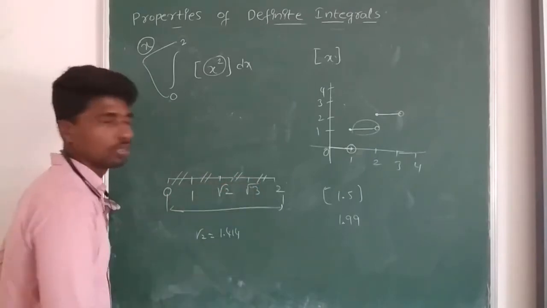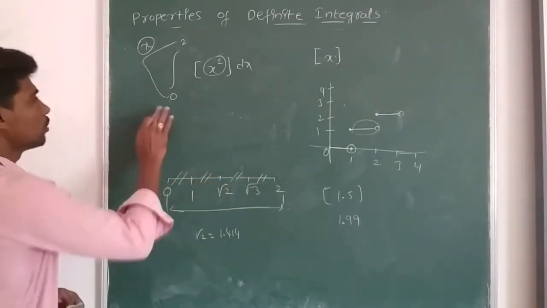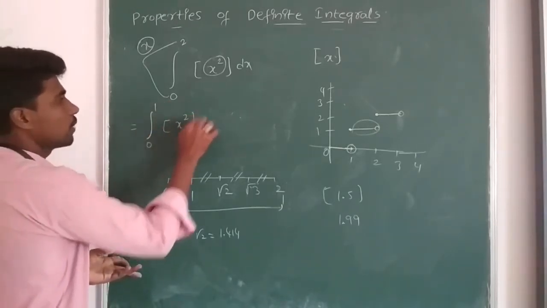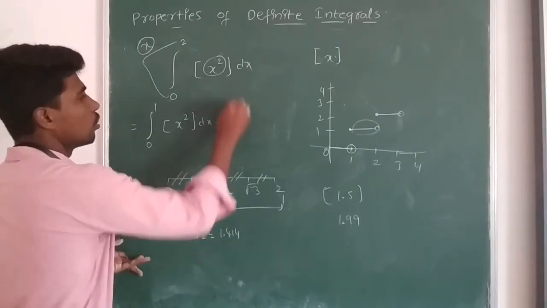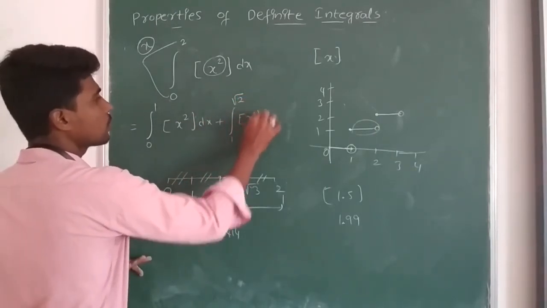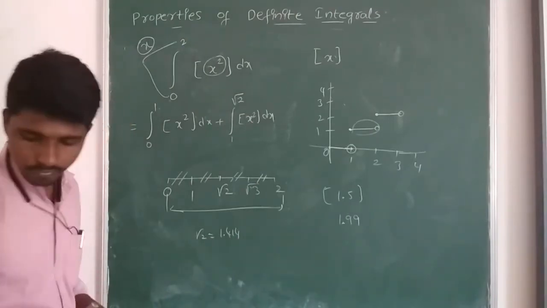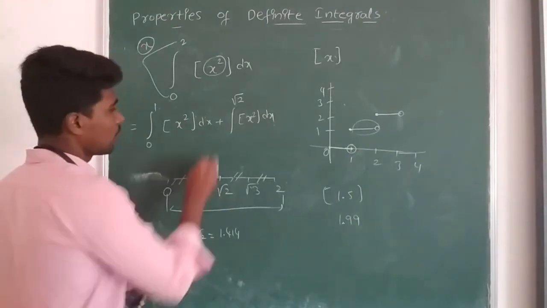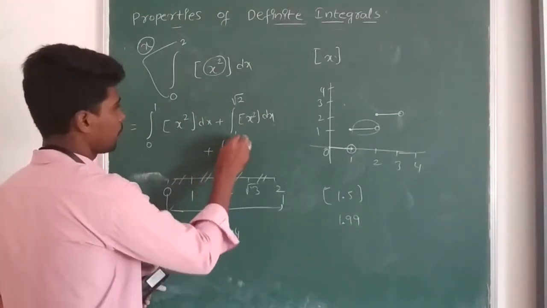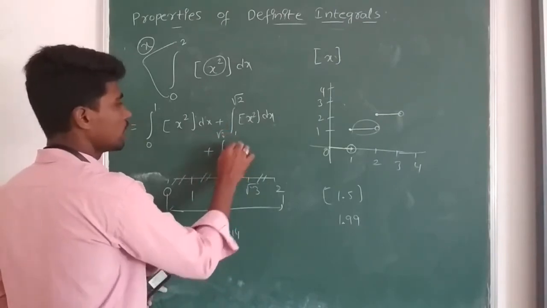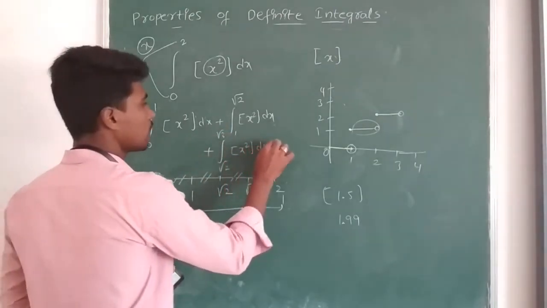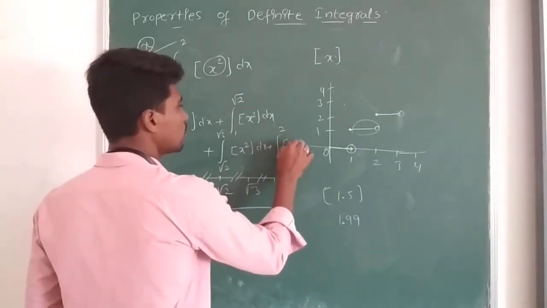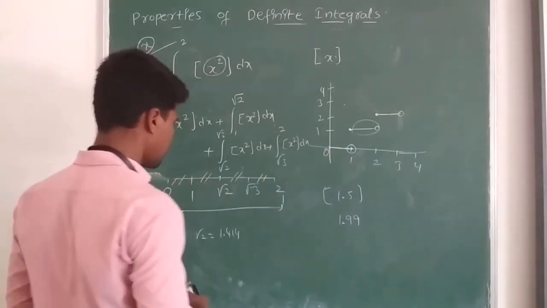1, 2, 3, 4. So the given interval changes into integral 0 to 1 step x square dx, plus integral 1 to root 2 step x square dx, plus integral root 2 to root 3 step x square dx, plus integral root 3 to 2 step x square dx. Now I have to find these values.